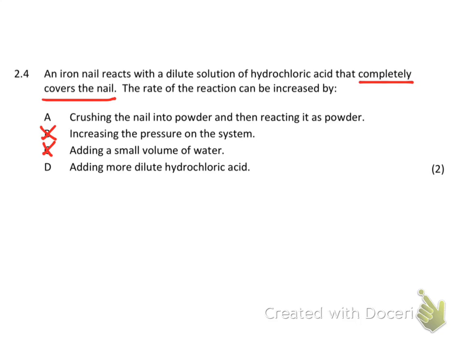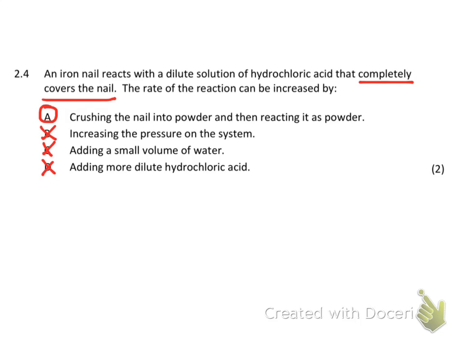The phrase "completely covers the nail" means that the entire nail is already in contact with the acid. So adding more dilute hydrochloric acid, D, wouldn't be an option in this case. If the nail wasn't entirely covered, then that would have been a good option. So D won't be an option, which leaves us with A.